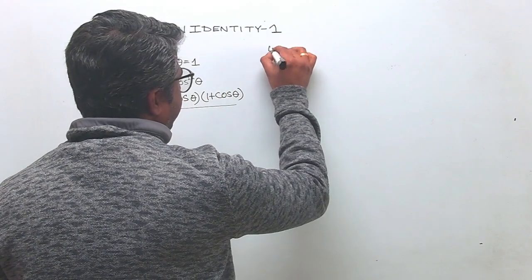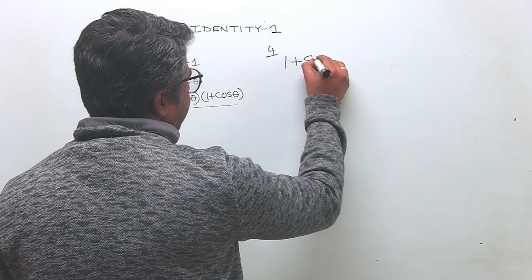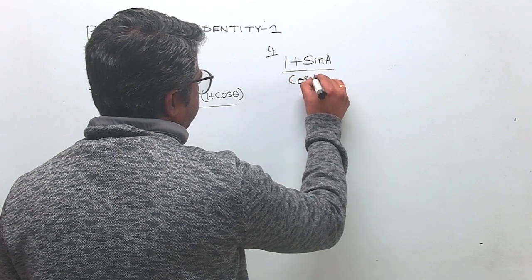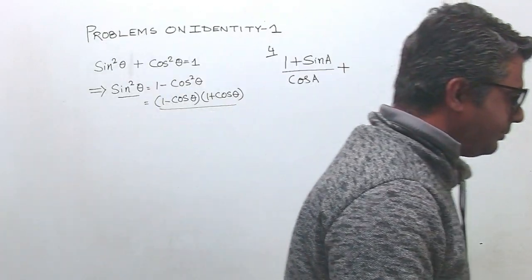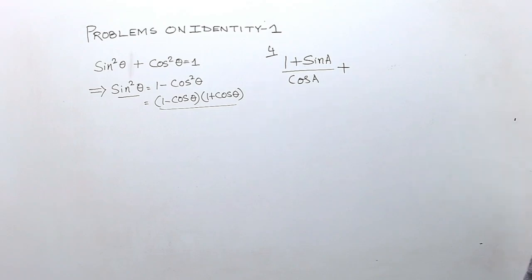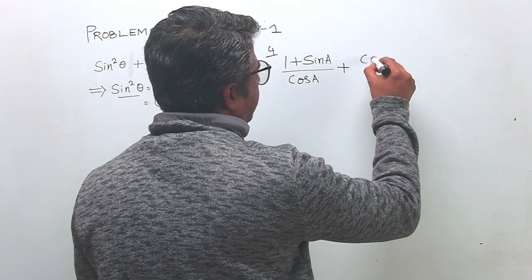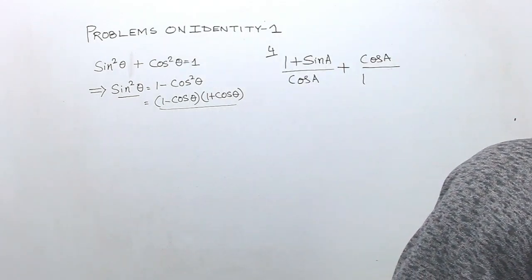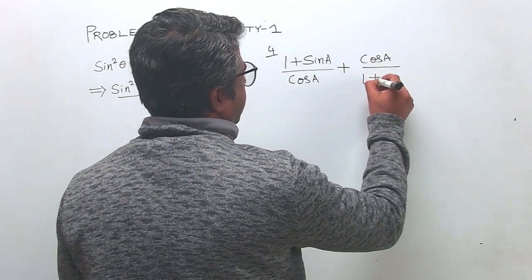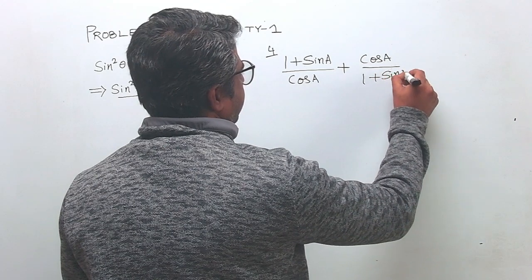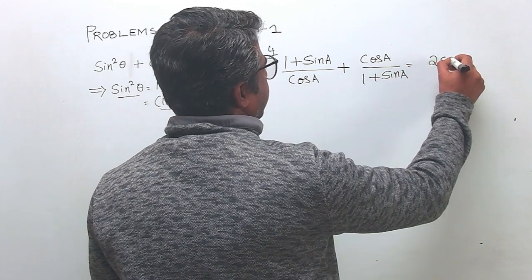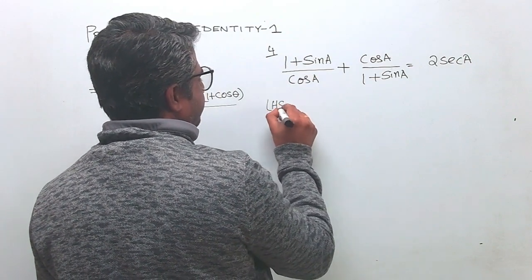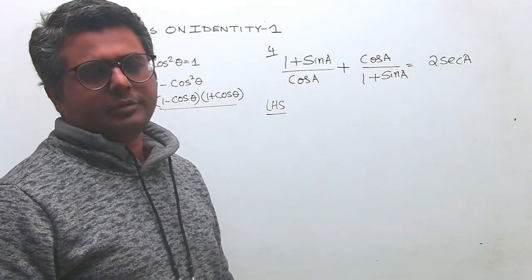This is problem number 4: (1 plus sin A) by cos A plus cos A by (1 minus sin A)... I guess, 1 plus sin A, okay, very good, no problem. It is equal to 2 sec A. That we have to prove, this is my required to prove. Okay. So, have you started?